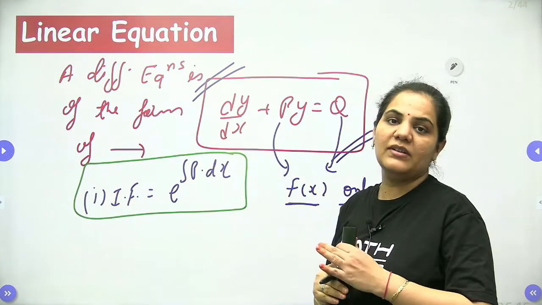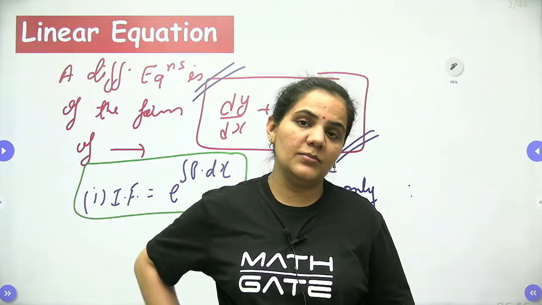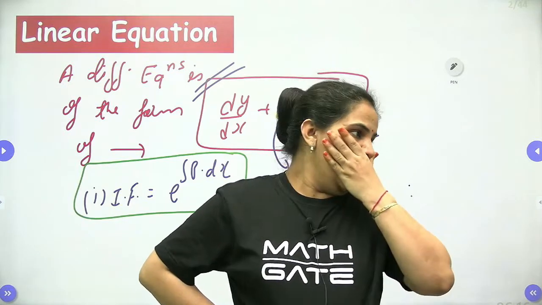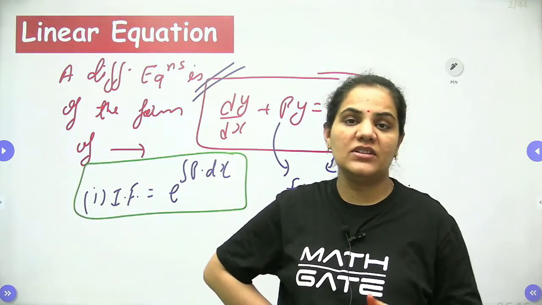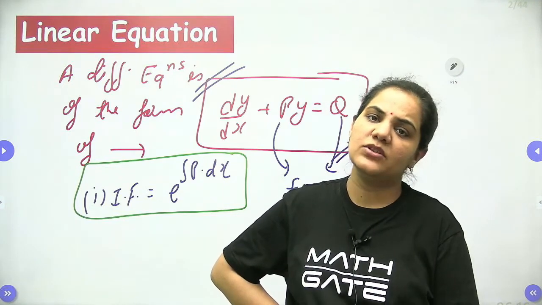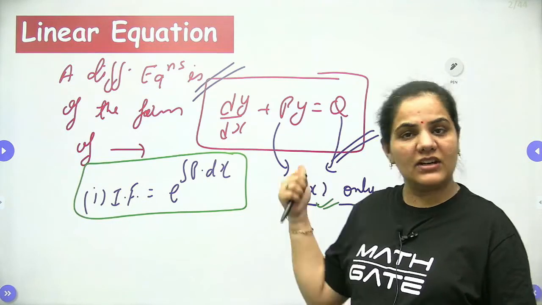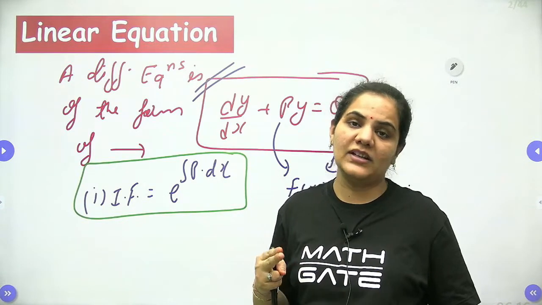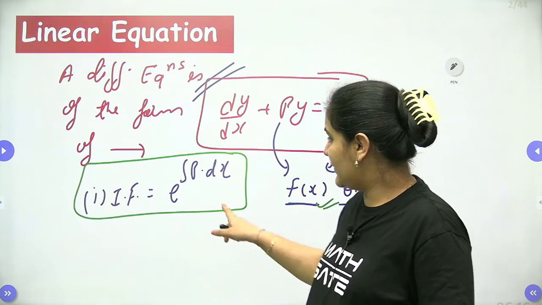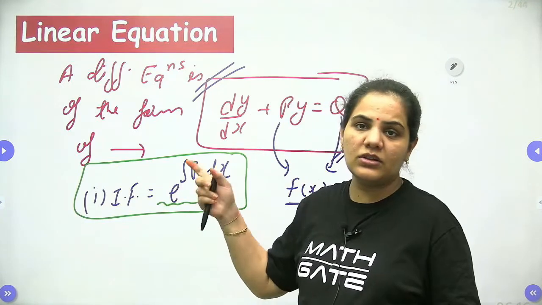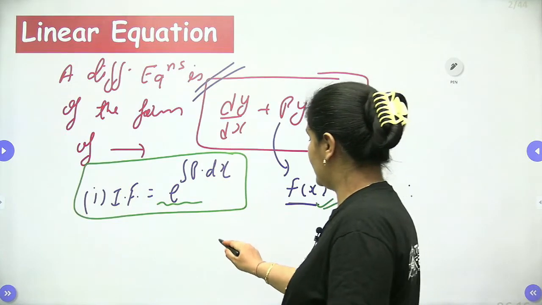First of all, the differential equation should be in the form of dy by dx plus py is equal to q, where p and q should be functions of x only. After that, if the condition is satisfied, then we will check the integrating factor. To solve the differential equation, first we have to find the integrating factor. So the integrating factor is equal to e to the power integration p dx. After that we will find the general solution.